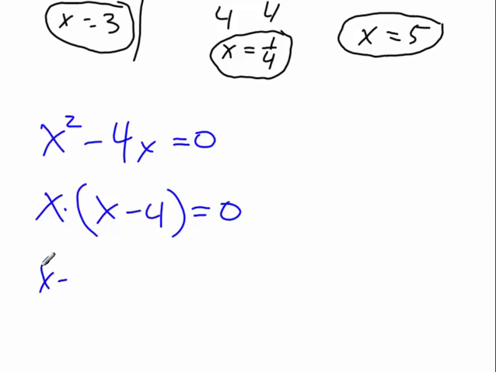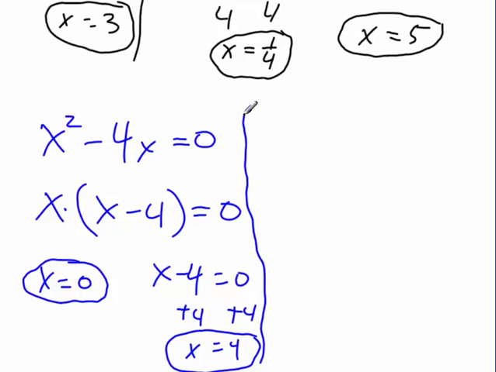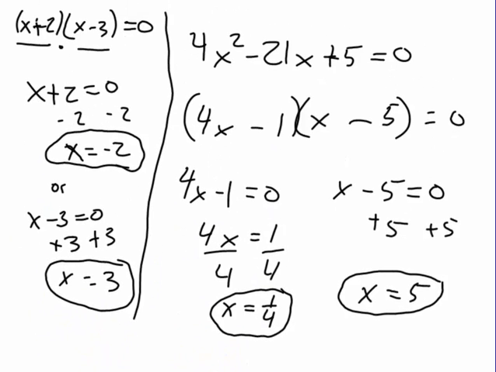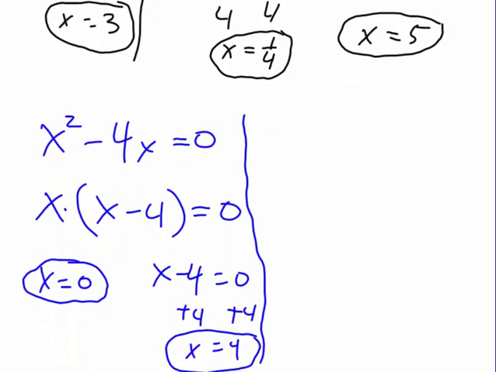So either x equals 0. Hey, I don't have to do any more work there. Or x minus 4 equals 0. And if I add 4 to both sides, I get x equals 4. Or x equals 0. All right, let's try that last one out. The last one we have here is 2x squared minus 5x equals 12.